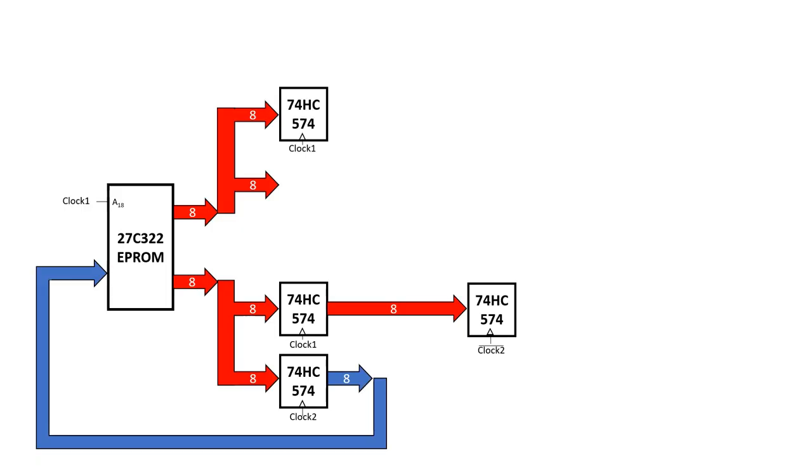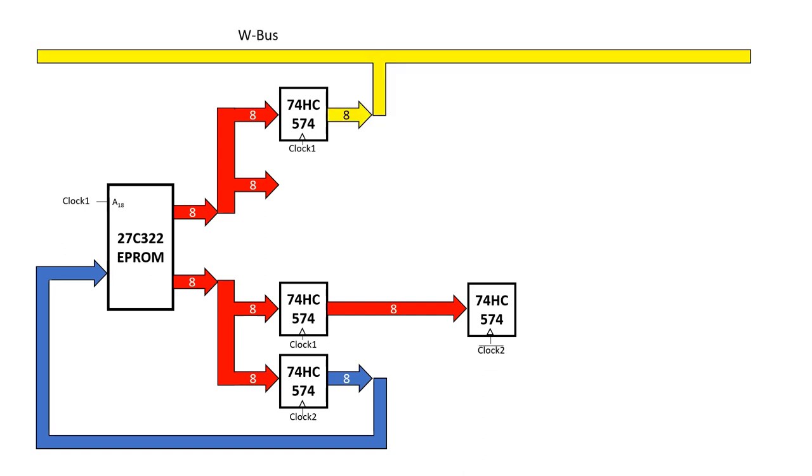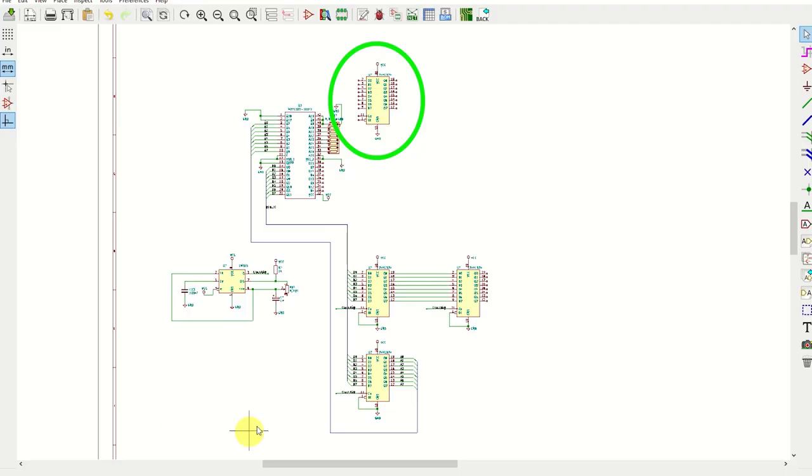I'm going to hook up an octal D-type flip-flop to the upper 8 bits coming out of the EPROM. This one's latched on the rising edge of clock 1, and it forms the connection between our controller and the W bus. Now, the W bus will have multiple devices on it, so this register will only be writing to the W bus part of the time. Here it is on the schematic diagram.